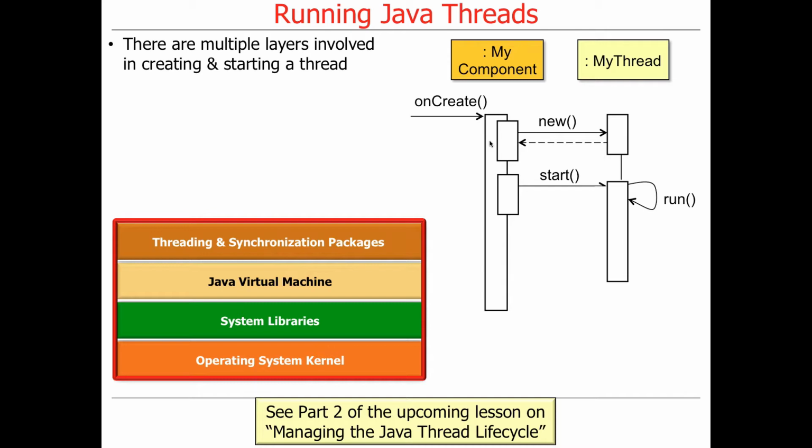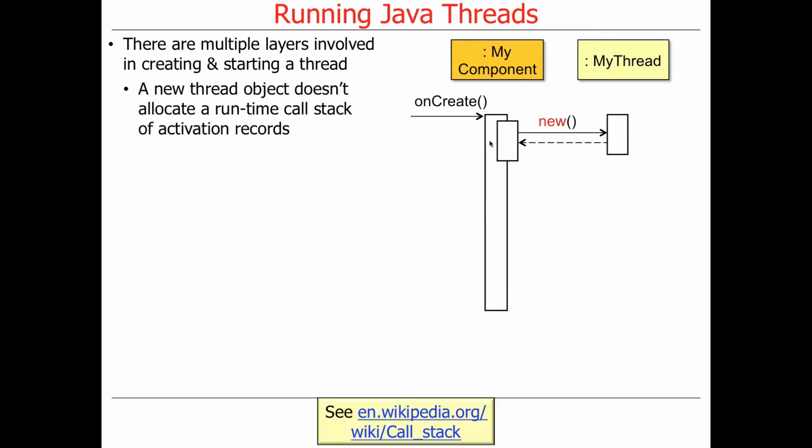Then there's some kind of Java execution environment, such as the Java virtual machine. Different platforms have different ways to do this too, but that's just a common way to refer to it, an execution environment, the Java virtual machine being one example. And then on top of that, we have threading and synchronization packages, which is what we've been talking about at this point, things like the Java Thread class. We'll talk more about these layers, and I'll walk through them in a little bit.